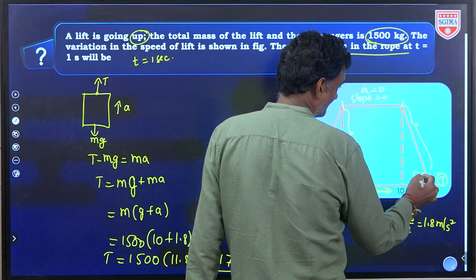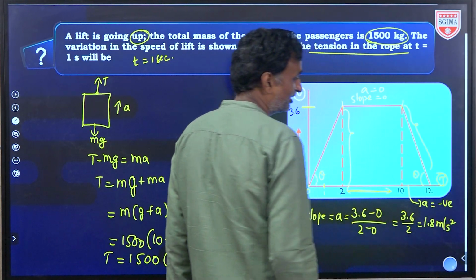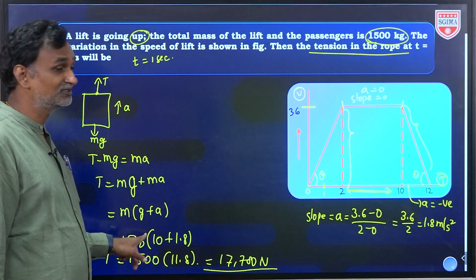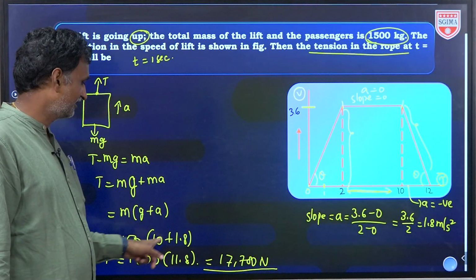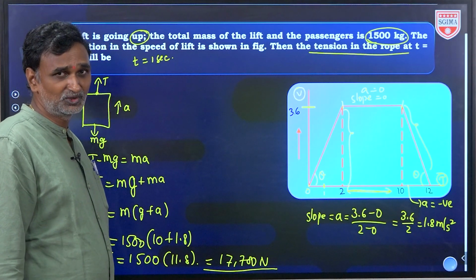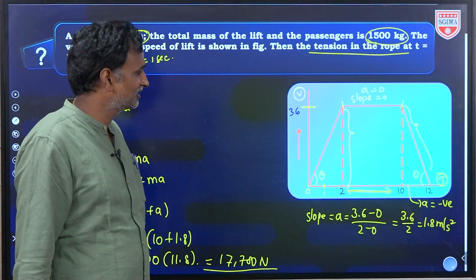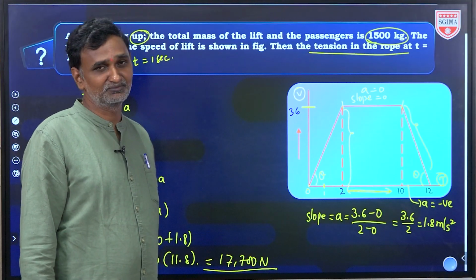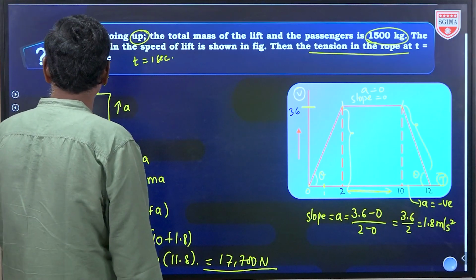Here the slope will be negative. So in this case acceleration will be negative, that is actually called retardation. So instead of m into g plus a, we get m into g minus a. So g minus a we get here 10 minus 1.8, we just need to simplify to get the tension. Okay? So here different time situations are given in the question, then different tensions will be there because the graph is not the same for the different time intervals. Okay. So let us move on to the next slide.